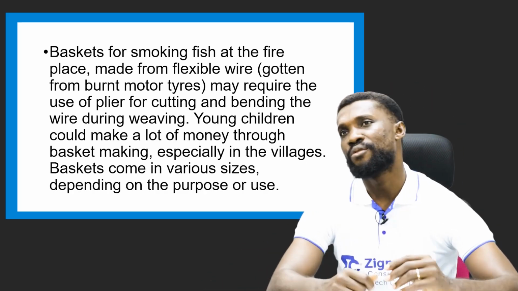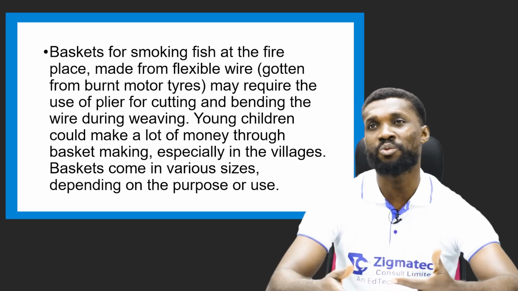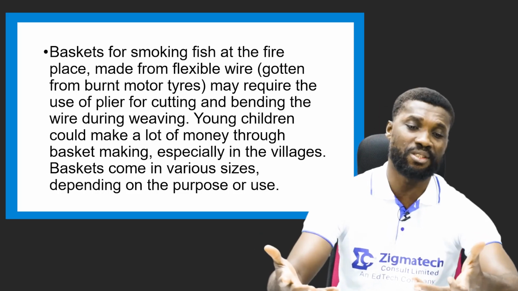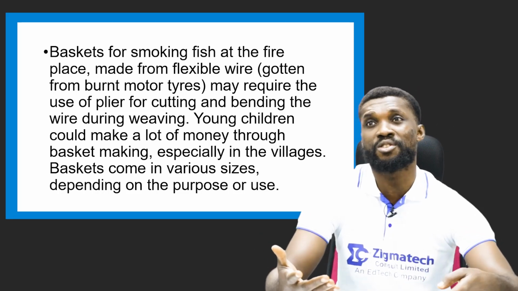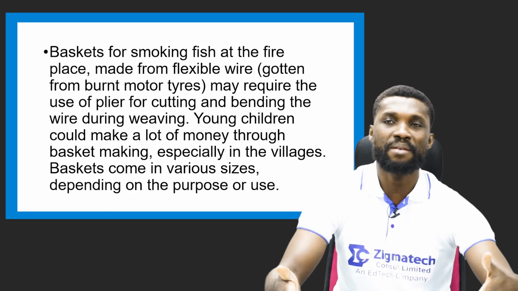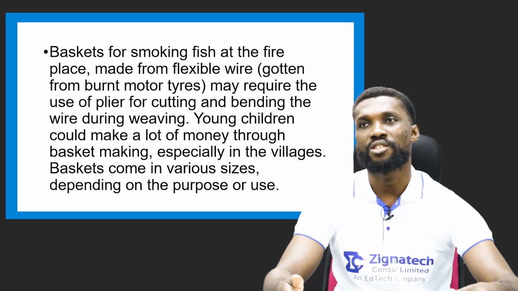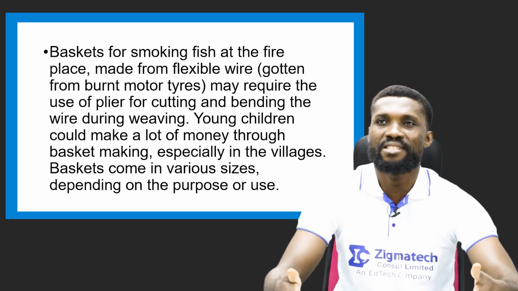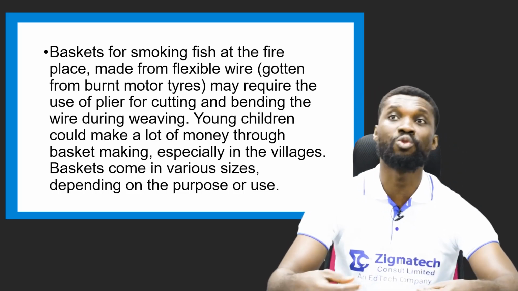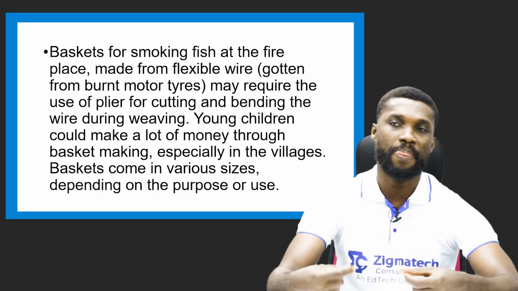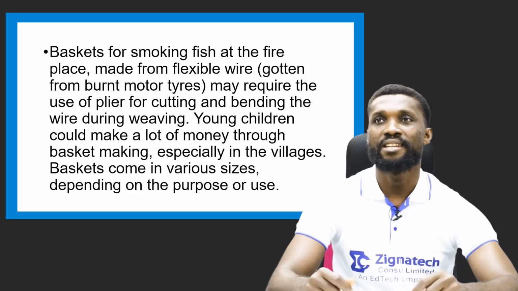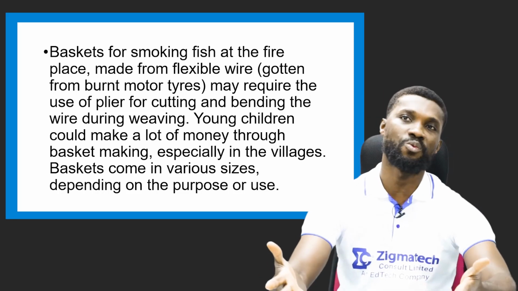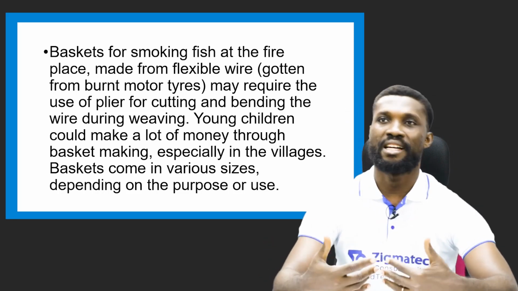Now, baskets for smoking. Now, some of the uses of basketry. For those of you that have visited some of these water site areas, you see they make baskets to smoke their fish. It's used to smoke fish on fire, because of how flexible it is. And sometimes we use the wire basket, which is the metal basket, to put it directly on the fire, and then before you place the wooden one on top of it, to smoke your fish and all that.